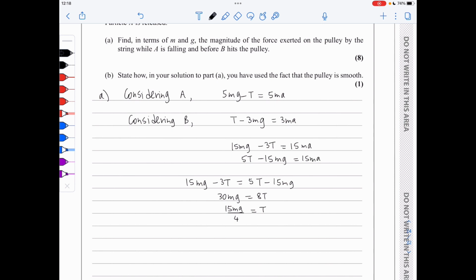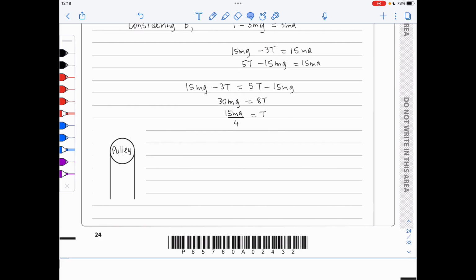We now need to consider the pulley to see the forces acting on the pulley in order to determine the magnitude of the force exerted on the pulley by the string. So this is the pulley here, and the pulley is feeling a tension on either side of it due to the string going over it, and therefore the force exerted on the pulley is simply the sum of these tensions. So the force exerted on the pulley is simply 2T, and we just found T to be 15mg over 4. So this is 2 times 15mg over 4, which is equal to 15mg over 2 newtons.